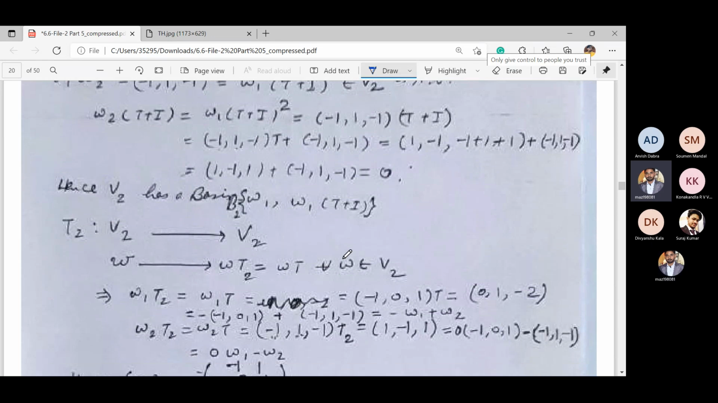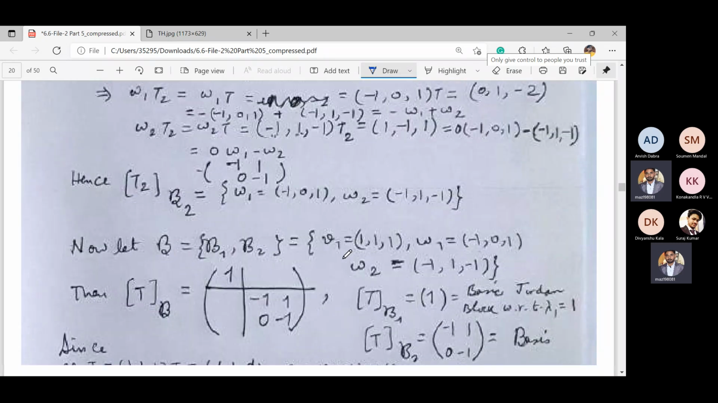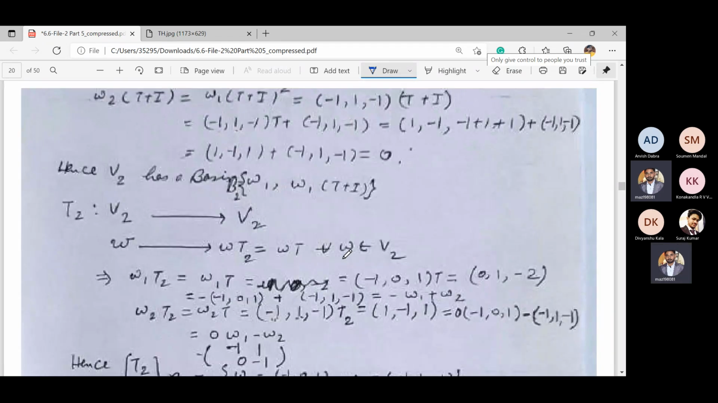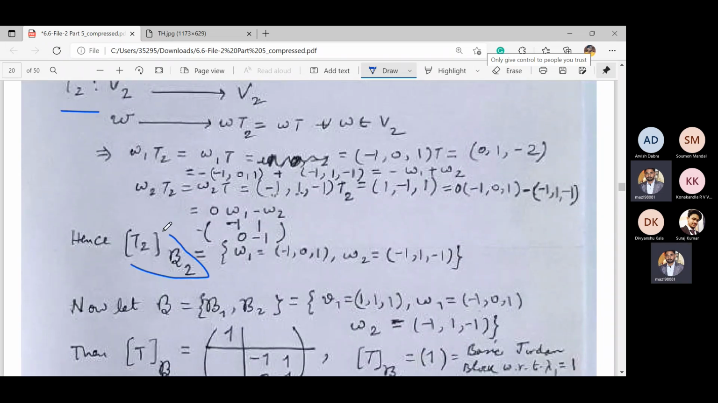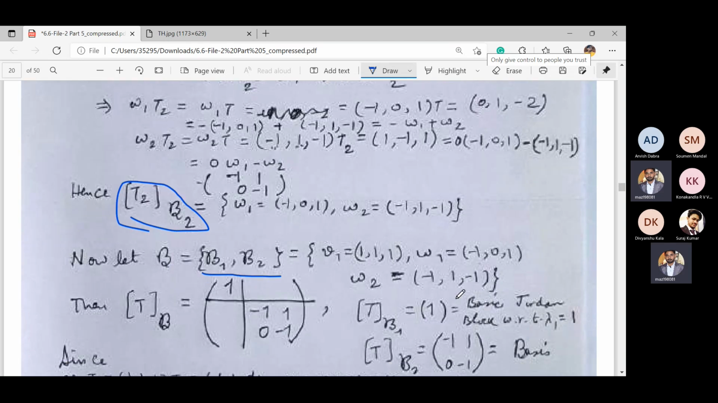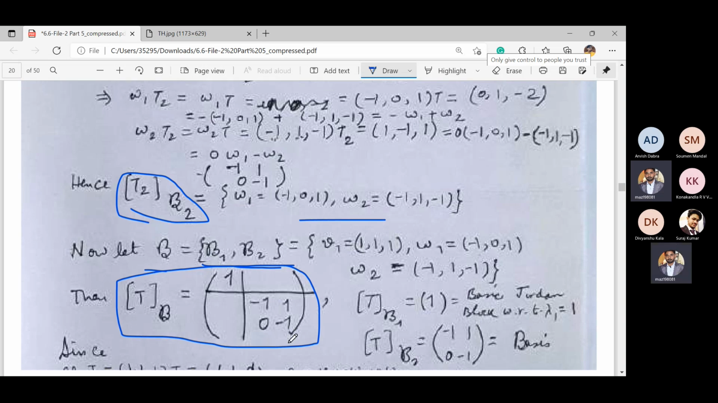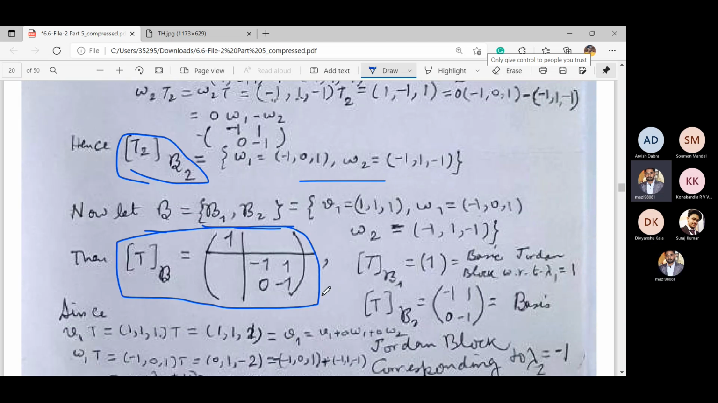I will send this PDF, so don't worry about the calculations. T2 we have found, T2 of B2 is this one. So we have taken B1, B2 as a basis, W1, W2 like this one. Then we get this one, T of B, meaning we get a basis B1, B2 of this form, which implies this matrix.